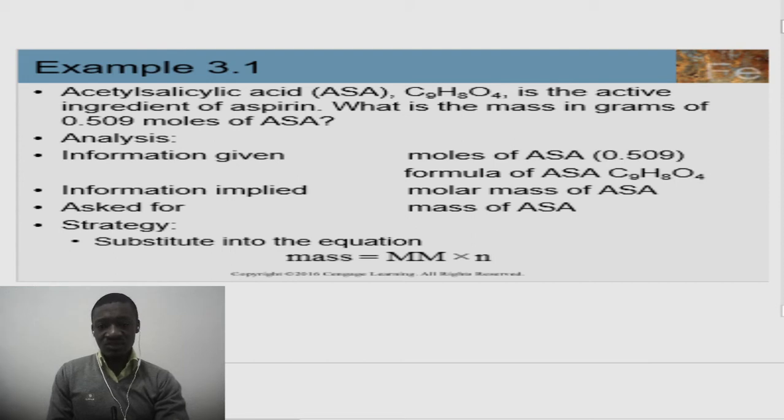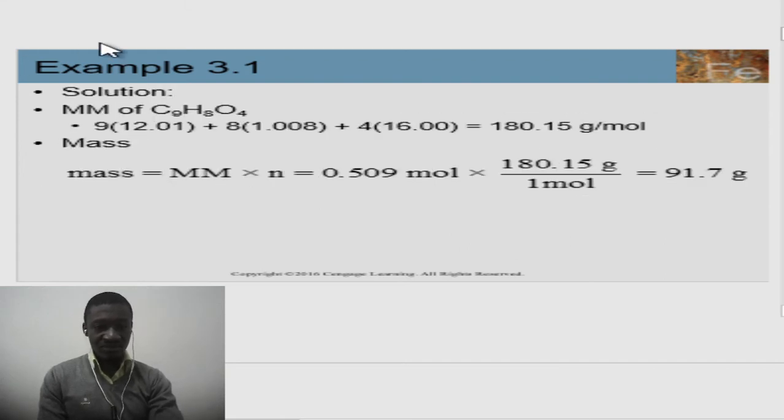And in this question, they said, what is the mass in grams of 0.509 moles of the ASA? Because it's a mouthful, they don't want to write it all over again, acetyl salicylic acid. So the goal for us here is to find the mass in grams of the entire compound, which is an active ingredient in aspirin. So let's look at how it is solved.